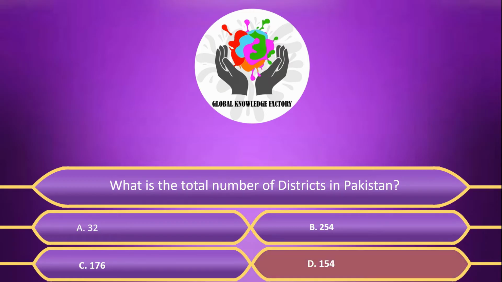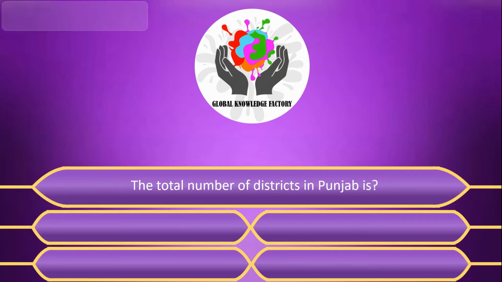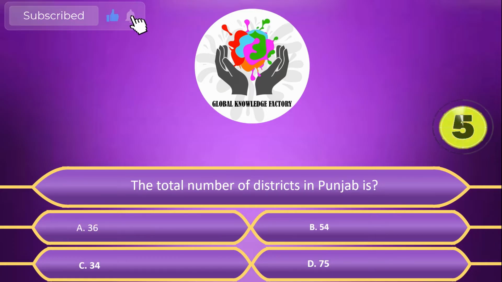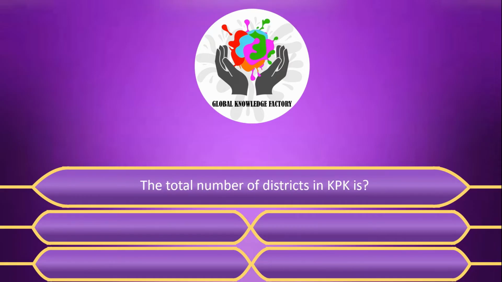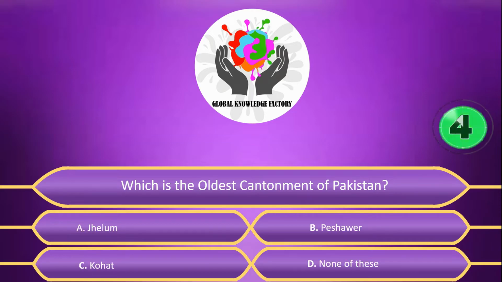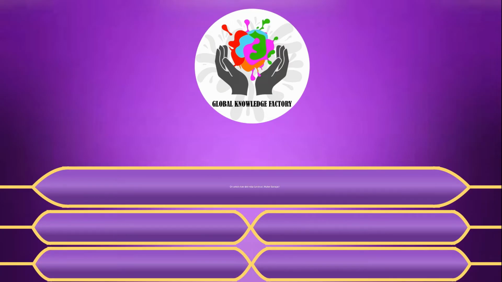Answer is 154. The total number of districts in Punjab is? Answer is 36. The total number of districts in KPK is? Answer is 35. Which is the oldest cantonment of Pakistan? Answer is Kohat. On which river did India construct the Wular Barrage?